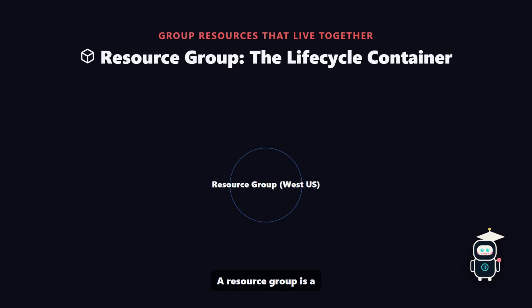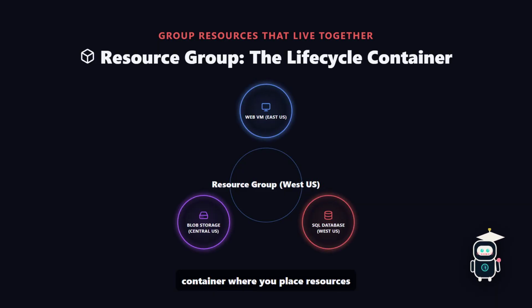A resource group is a container where you place resources that share the same lifecycle. The resource group's location, here West US, is where its metadata is stored, but the resources inside can live in any region. In this example, a web app VM runs in East US, the database sits in West US, and the blob storage is in Central US. They're created together for a single application, and when the application is retired, you delete the entire resource group and everything inside is removed cleanly.